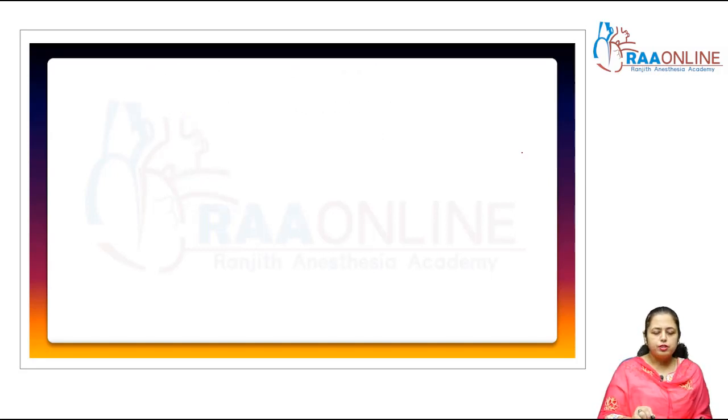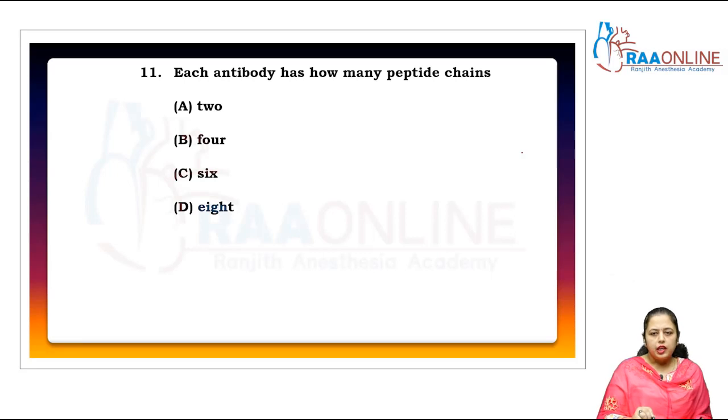Now come to the next question. Each antibody has 4 peptide chains, right? 2 heavy and 2 light. Each antibody has how many peptide chains?